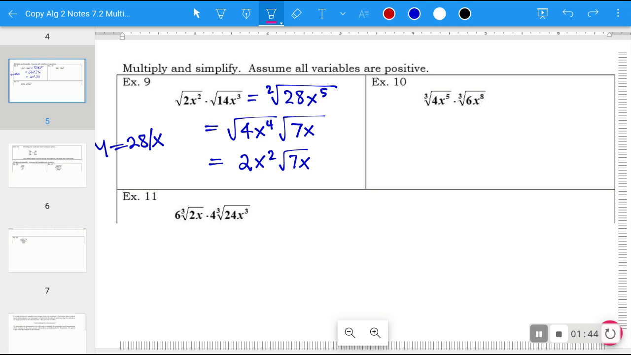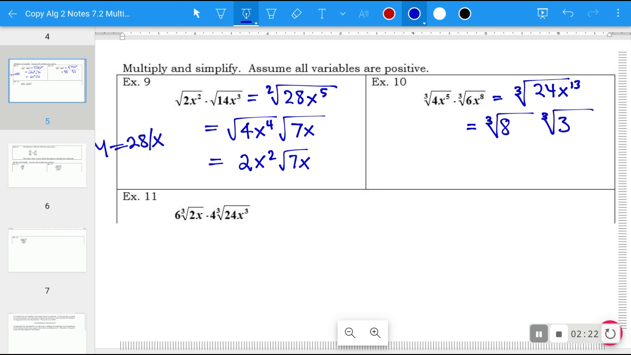Okay, we got another one, number 10 here, and this one involves cube roots. The cube root of 4x to the 5th times the cube root of 6x to the 8th. If you put these together here, you get the cube root of 24x to the 13th power. And then we're going to break this back up again. This time we're trying to get a perfect cube in the front, and the only perfect cube that's less than 24, well, there's one, but we usually don't consider that one, is the number 8, and 8 times 3 works just fine.